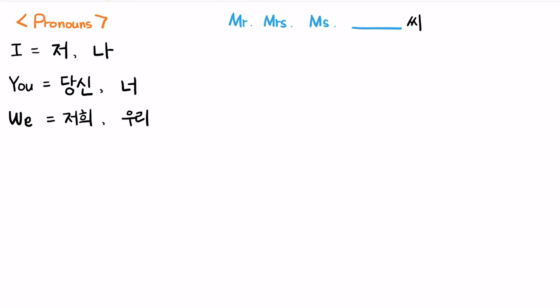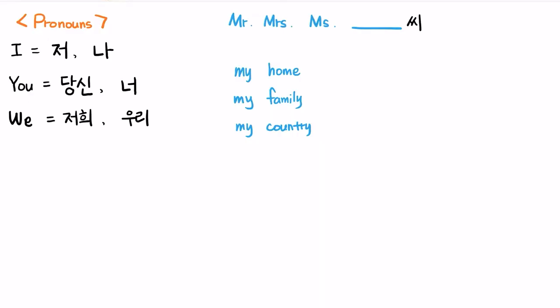So, in English, for example, we like to say my home or my family or my country. So these are very simple, very usual. We just say my home, my family, my country. However, in Korean, we don't really use "my" as much as Western culture, for example. I think it's because the West is more focused on each individual. So yeah, "my" is okay, that's normal to say. However, in Korea, we think as a big family together.